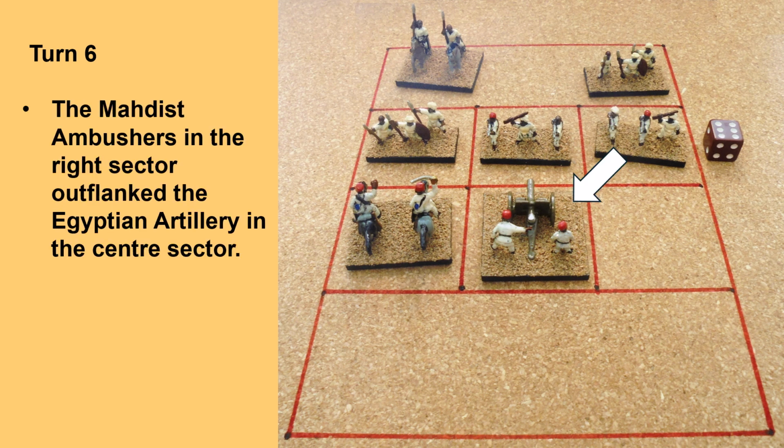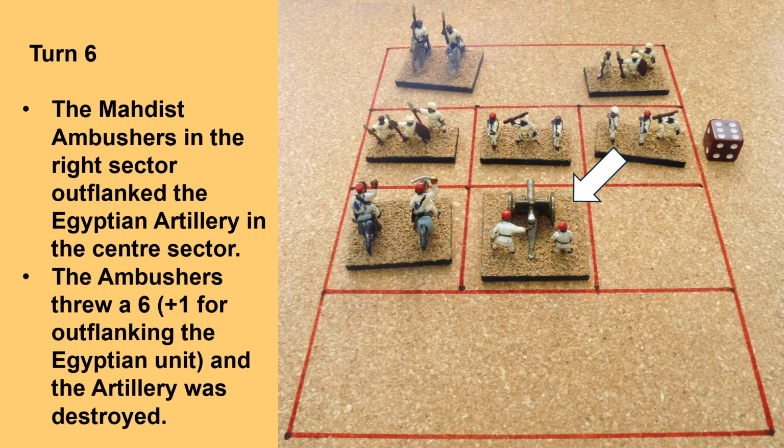The sixth turn saw the Mahdist ambushers in the right sector outflank the Egyptian artillery in the centre sector. They threw a 6, and because they were outflanking, got an extra 1, so they easily destroyed the Egyptian artillery.